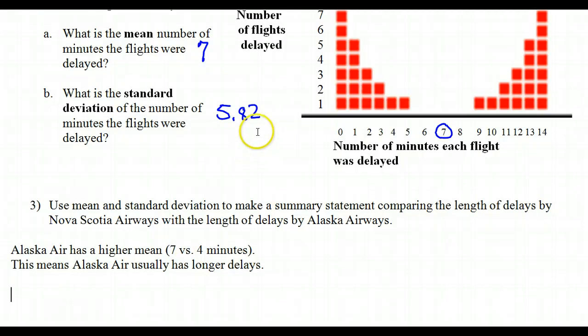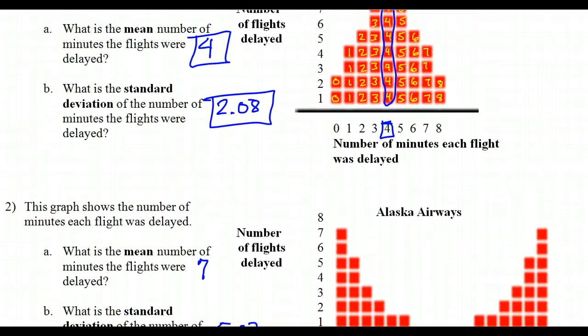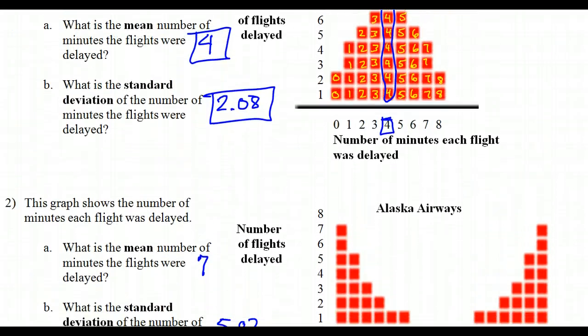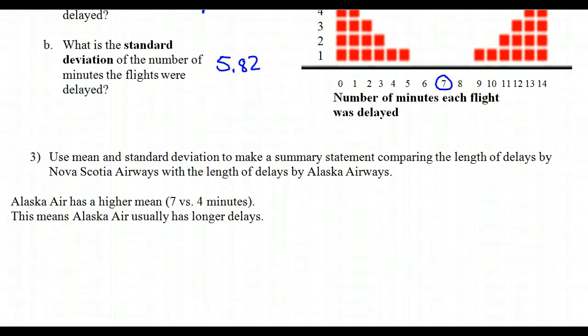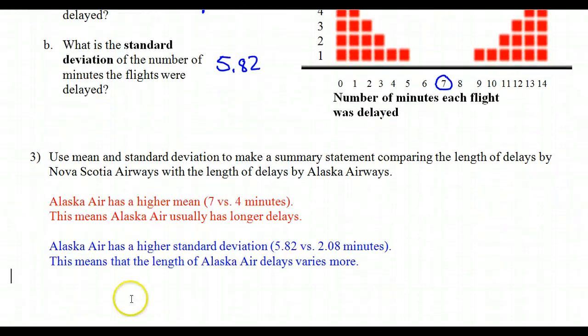Now here are two statements I could make about the standard deviation. First of all, who had the higher standard deviation? Okay, Alaska had the higher standard deviation also. So here are the statements that you could make about the standard deviation. Alaska Air has a higher standard deviation of 5.82 versus 2.08 minutes. This means that the length of Alaska Air delays varies more. All right, there's more variety in the length of the delay.